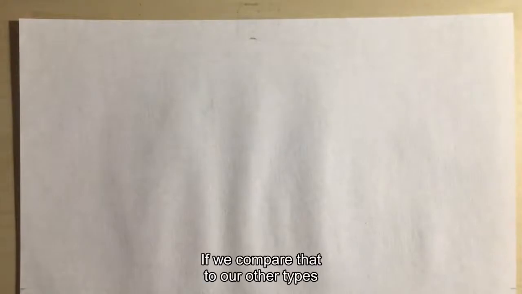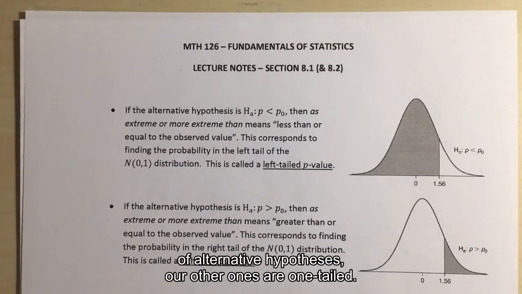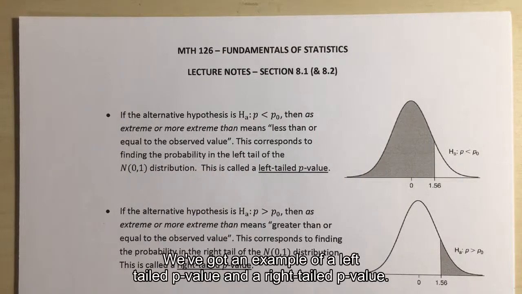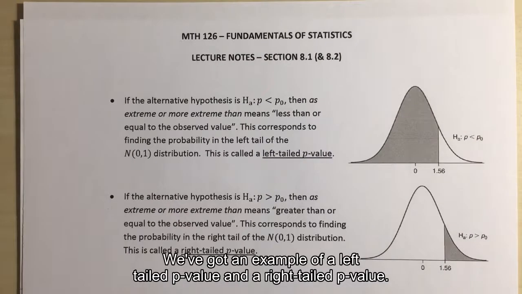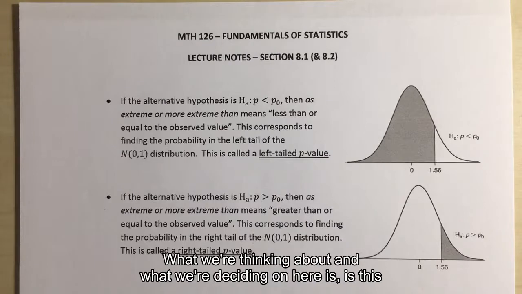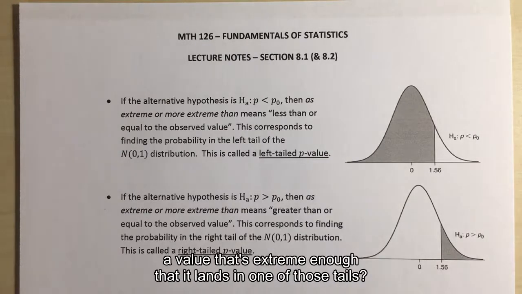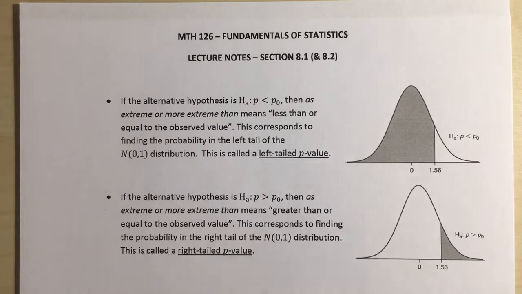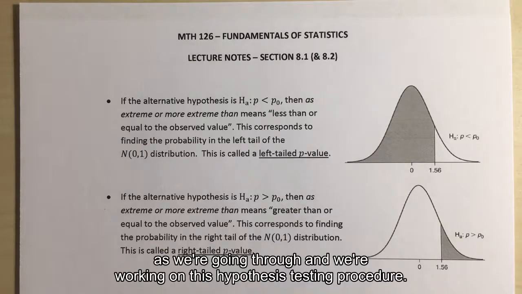Right, now if we compare that to our other types of alternative hypotheses, our other ones are one-tailed, right? So we've got an example of a left-tailed p-value and a right-tailed p-value. So what we're thinking about and deciding on here is: is this a value that's extreme enough that it lands in one of those tails? And that's going to help us make our decision as we're working through this hypothesis testing procedure.